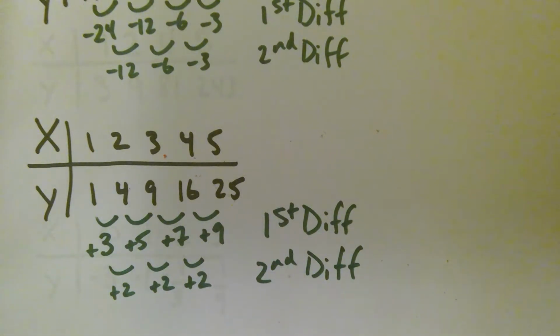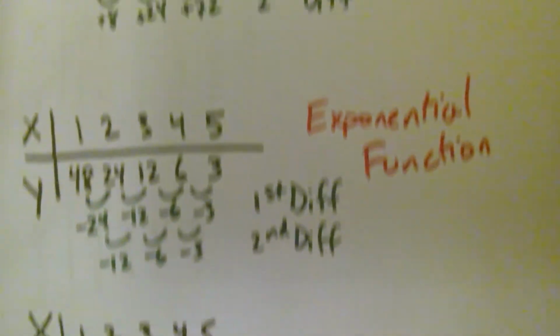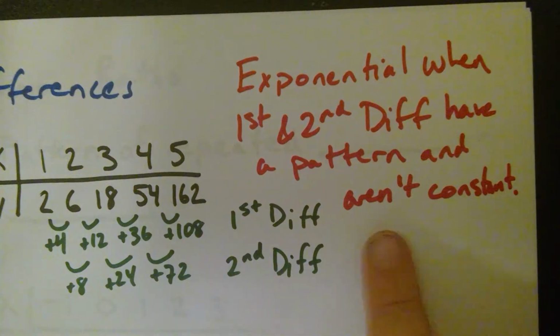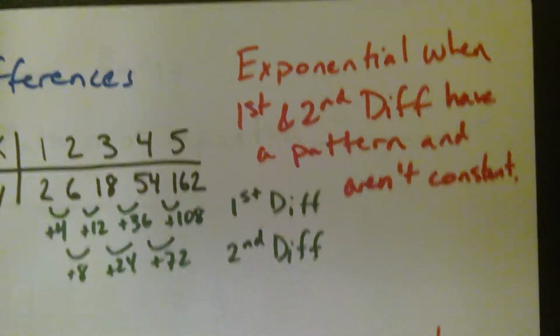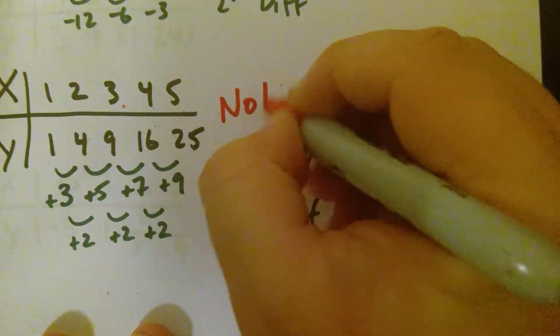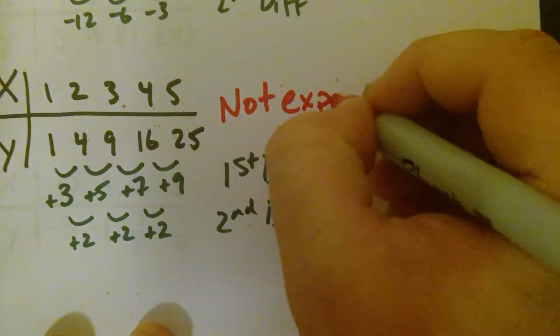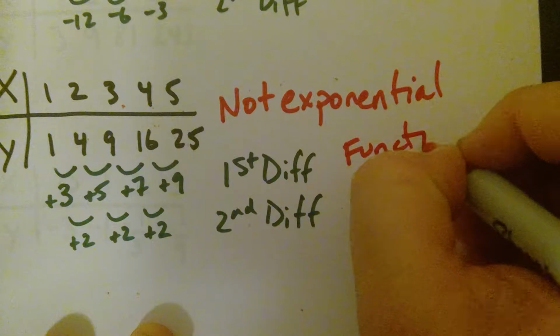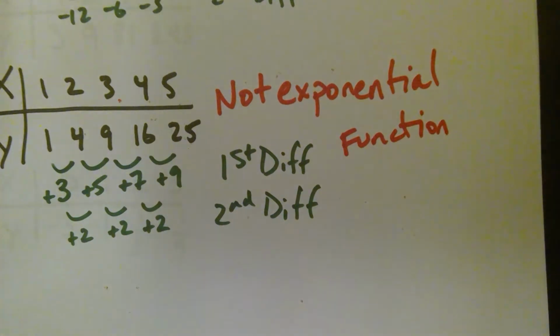Now, we notice here that our second difference is constant. And we said that an exponential function is when the first and second differences have a pattern and aren't constant. So this constant in the second difference tells us that this is not an exponential function. We're looking at those first and second differences to determine: is it an exponential function or is it not an exponential function?